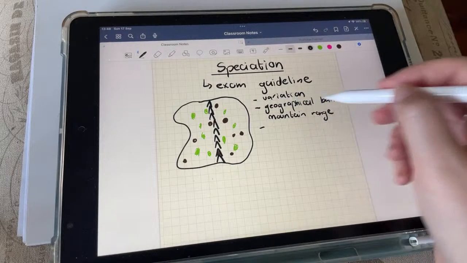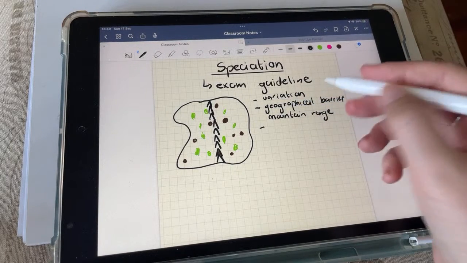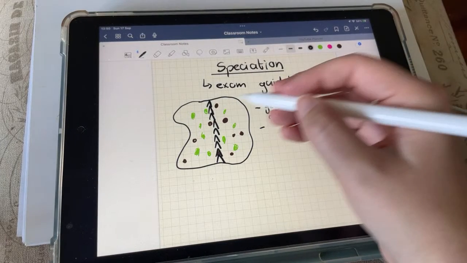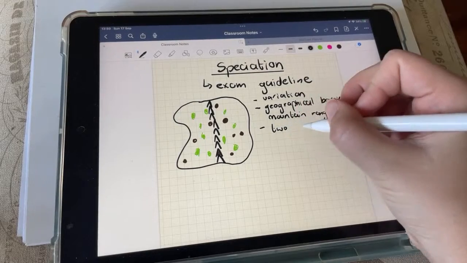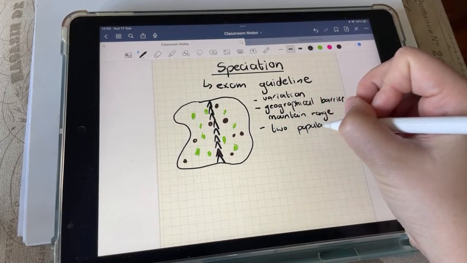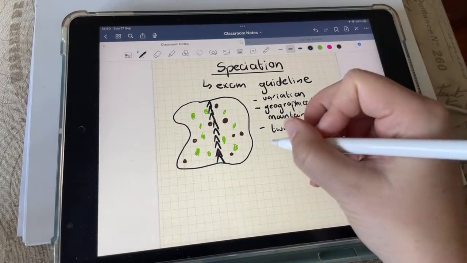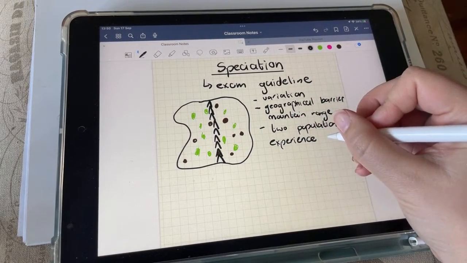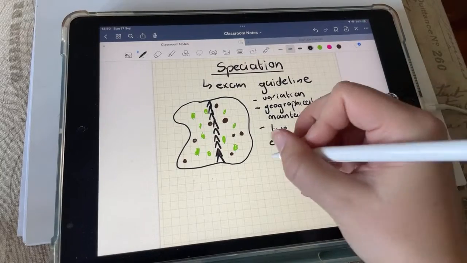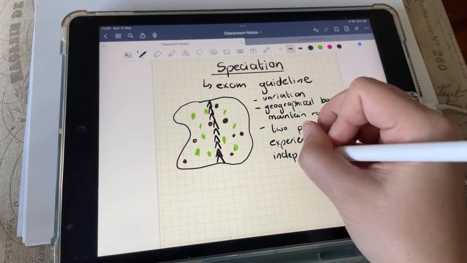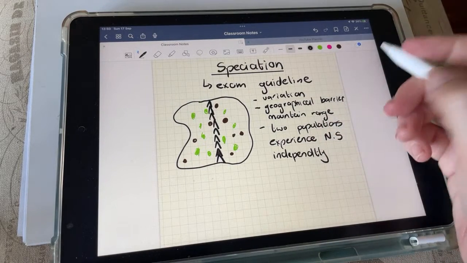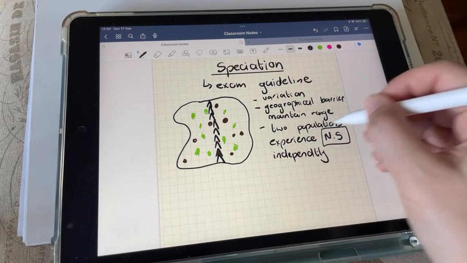From there, what we are going to need to include is the fact that the two populations experience natural selection independently. And please, everybody, this is the only time you mention natural selection here.